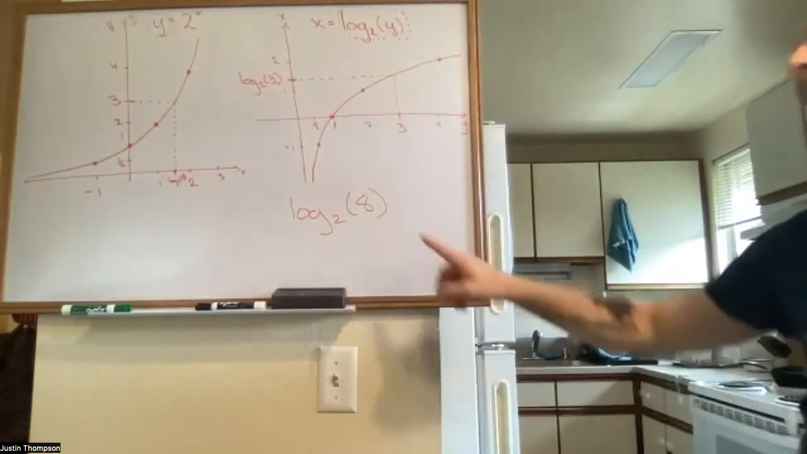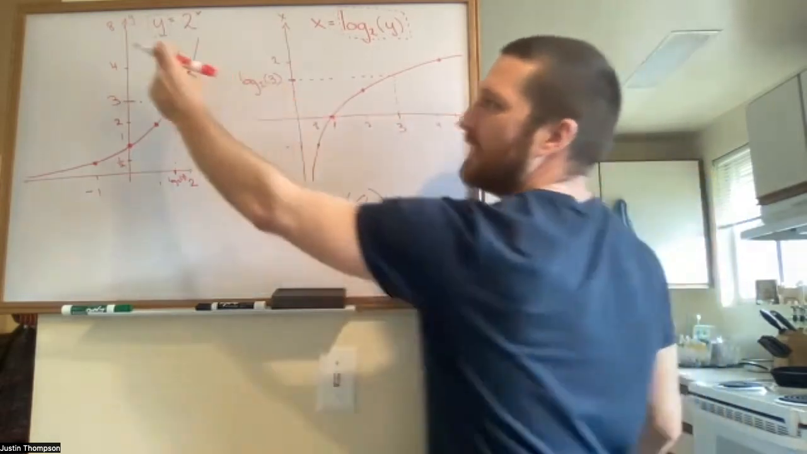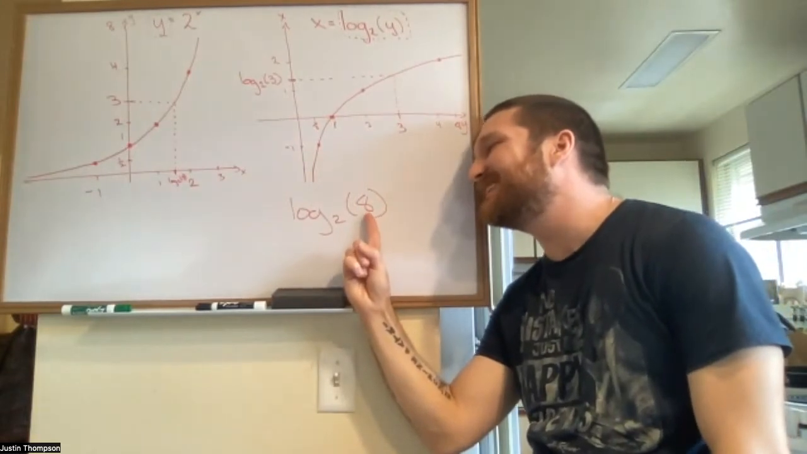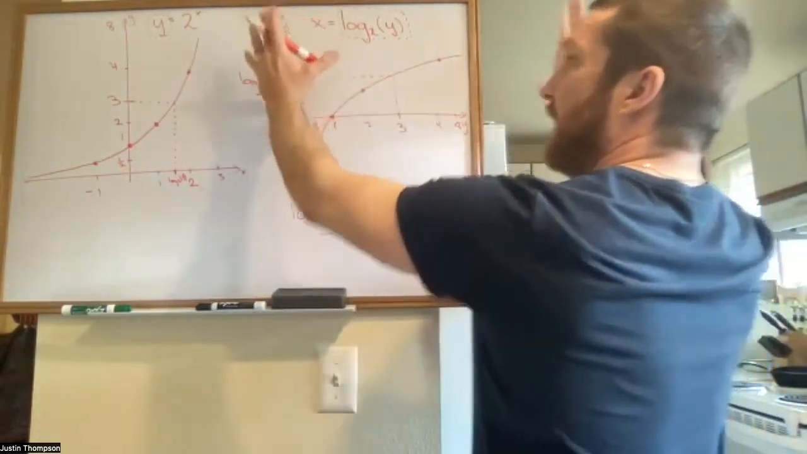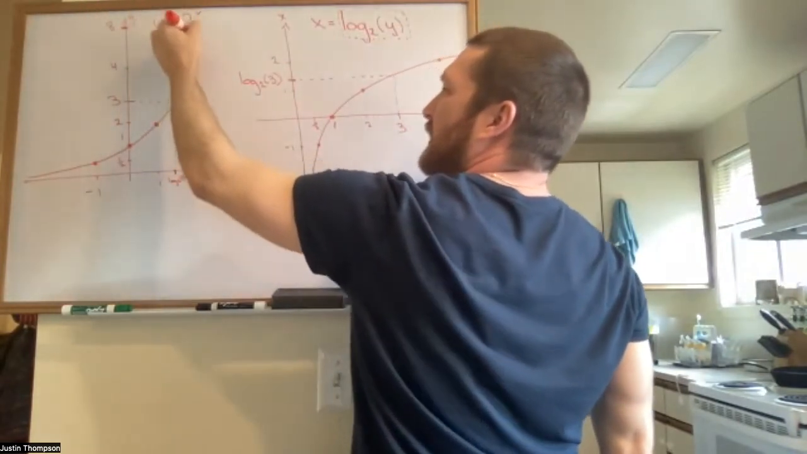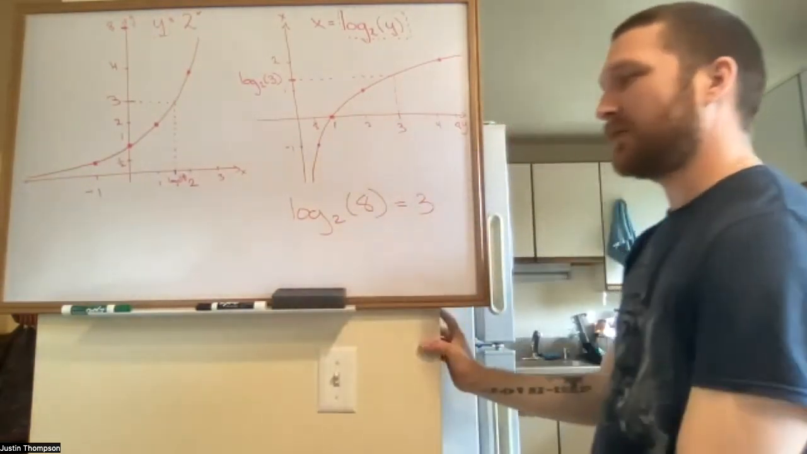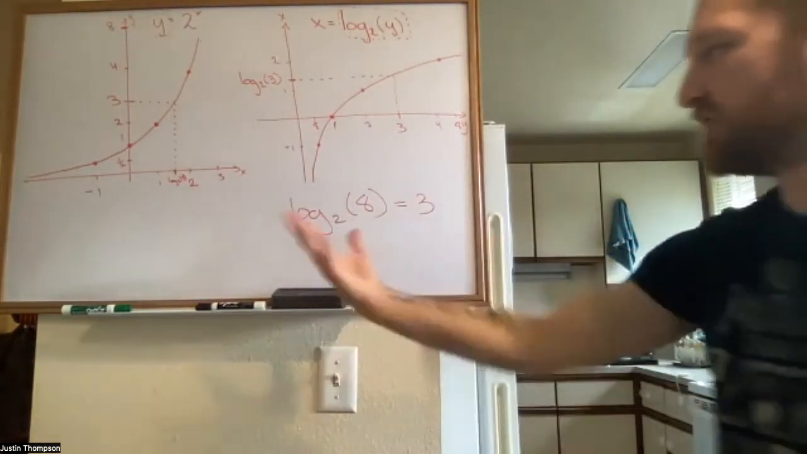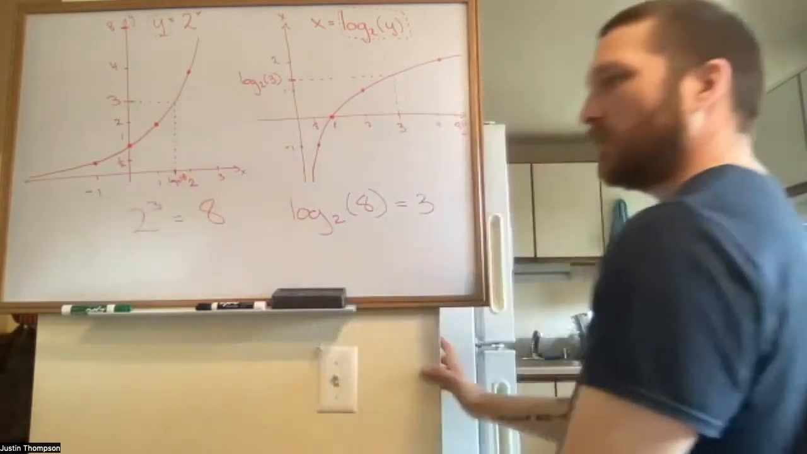Well, no, because think about it. What this means is that your output is 8. But if the output here is 8, the input to this function is 8. So that means, just remember what all of this means, that 8 is the output of this function, which means that its input must have been what? 3. And there you go. And so now this is one way of writing that, but what did we just say? Well, we just said that 2 to the 3 is equal to 8, right?